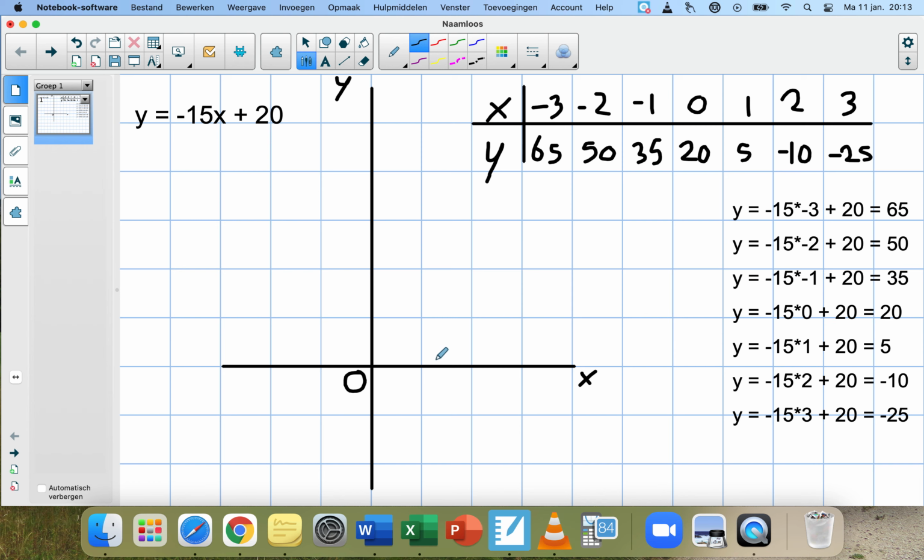Now we have to write the numbers at the axes, and there are two things to pay attention to. The first one is the main thing. Every step has to be the same. So every square to the side has to be of equal worth. Every square to the top or to the bottom has to be of equal worth.